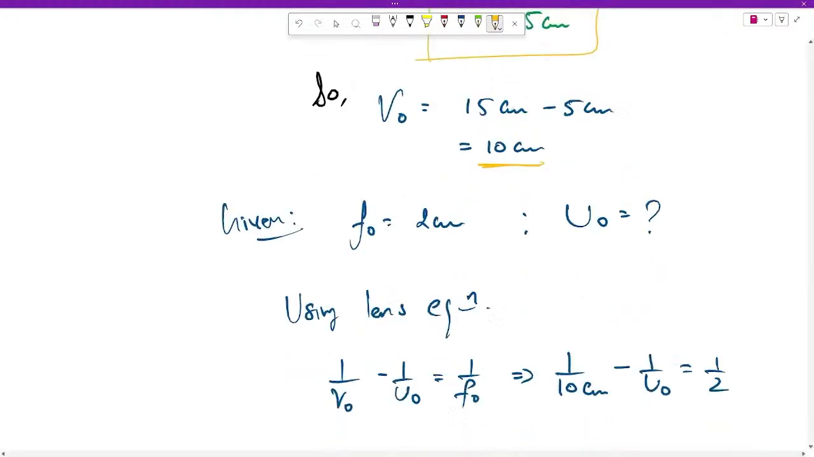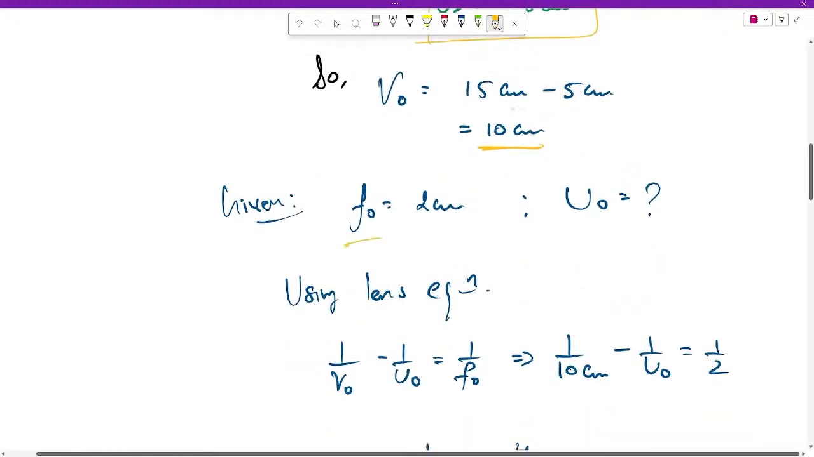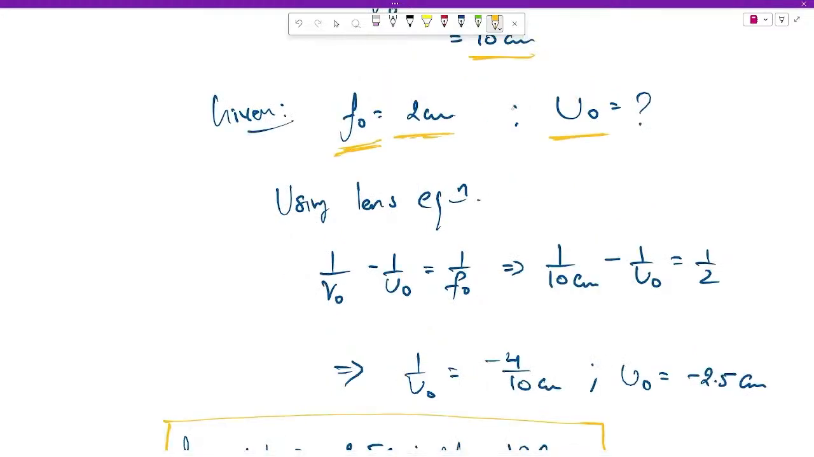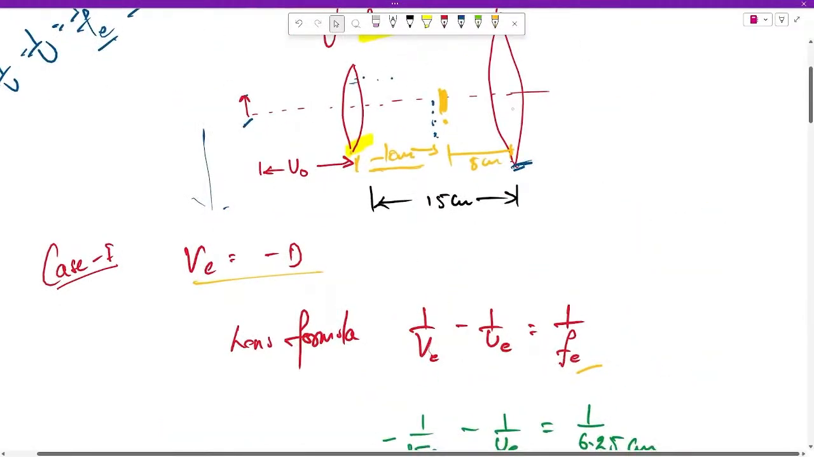We have been given the value of FO, the focal length of the objective, that is 2 centimeter. We have to find the value of UO, the object distance from the objective. So using the lens formula again, with the values of FO and VO given, we find UO. Solving this, we get a value of u as minus 2.5 centimeter. So the solution of the first case is that if the object is kept at 2.5 centimeter from the left of the objective, then we will get a final image at a distance of 25 centimeter from the left of the eyepiece.